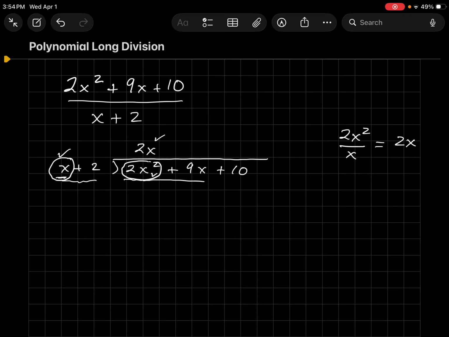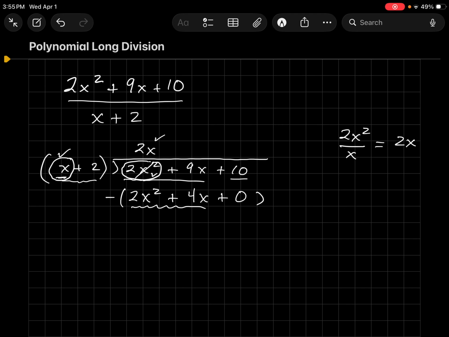So to get this first thing, I only look at the highest powers. But once I get that, I need to multiply that 2x by everything over here, by both the x and the plus 2. So I can go back and do 2x times x, which is 2x squared, and then 2x times 2, which is plus 4x. And if you recall from long division just with numbers, we would now need to subtract that. And we're going to subtract this term from the term right above it. Since there is a constant term of 10 up here, I'll put a constant term of 0 down there and subtract.